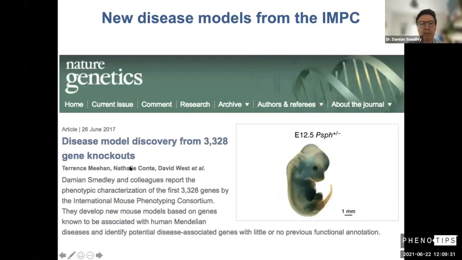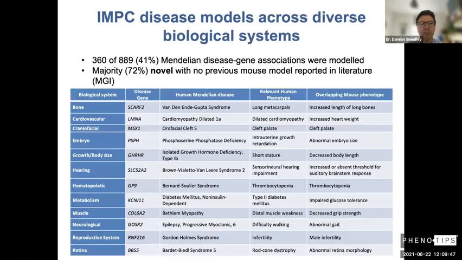So we published this a few years ago now in Nature Genetics. This is the state of play after knocking out the first 3,000 genes. And we were able to do this automated pipeline to see how similar these mice were to human diseases associated with the same gene. And it turned out this worked pretty well. So we could show in the IMPC, we had 360 Mendelian disease gene models that had been modeled by knocking out the mouse and producing the IMPC mouse and phenotyping them. And the majority of these were novel, so there was no previous mouse published in the literature.